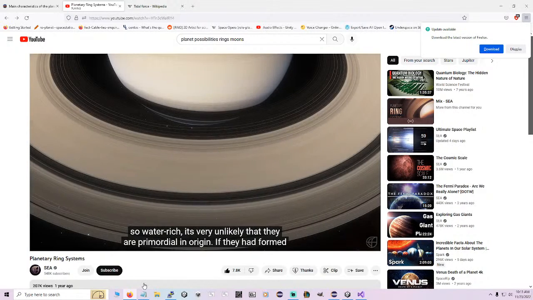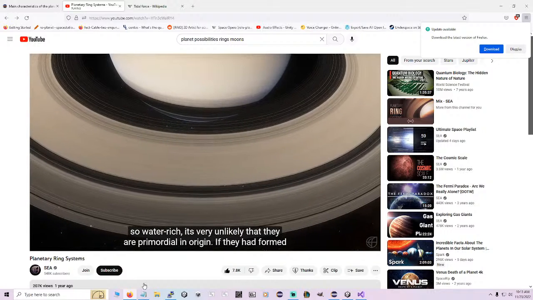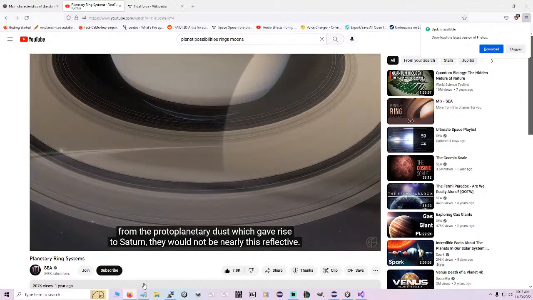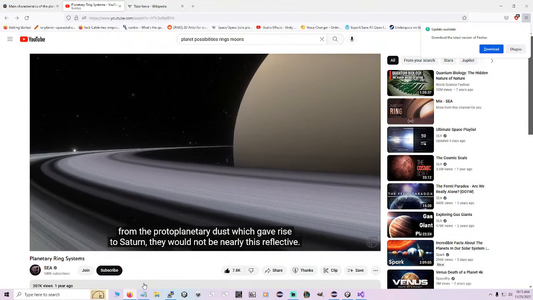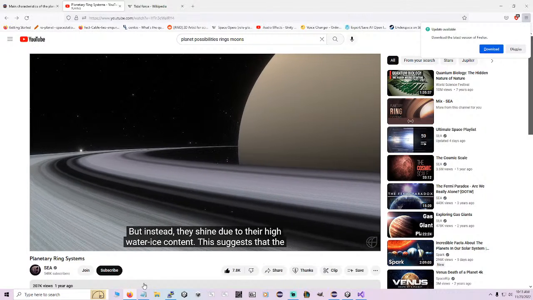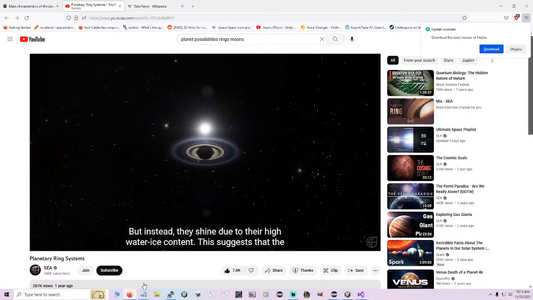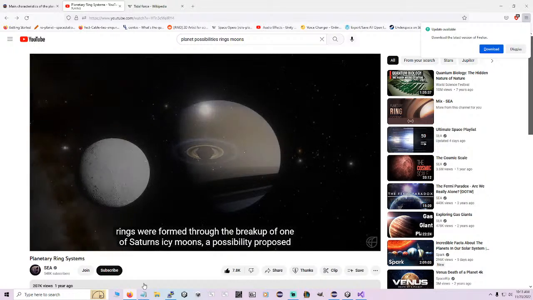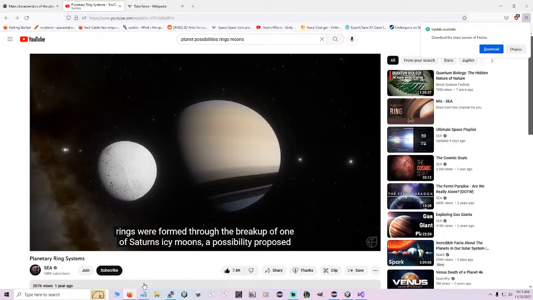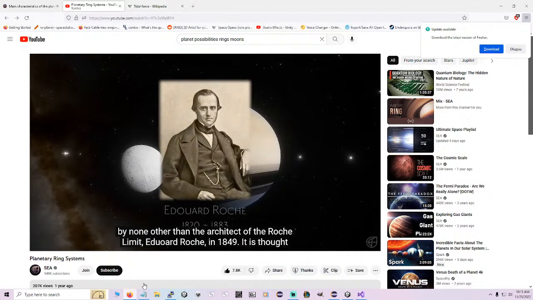Given that the rings are so water ice rich, it's very unlikely that they are primordial in origin. If they had formed from the protoplanetary dust which gave rise to Saturn, then they would not be nearly this reflective. But instead, they shine due to their high water ice content. This suggests that the rings were formed through the breakup of one of Saturn's icy moons, a possibility proposed by none other than the architect of the Roche limit, Edouard Roche, in 1849.